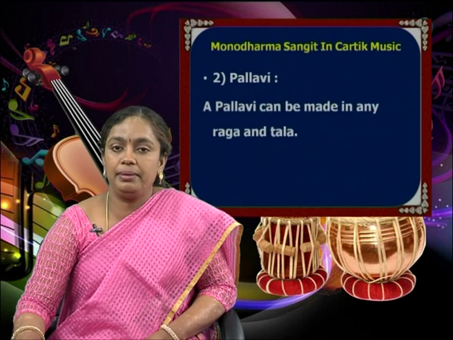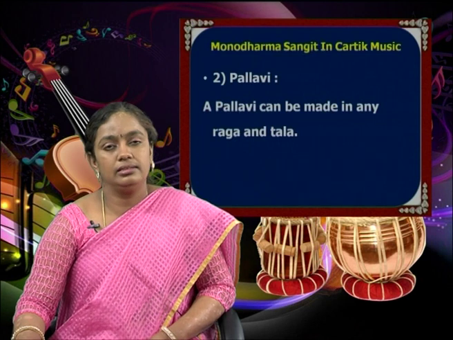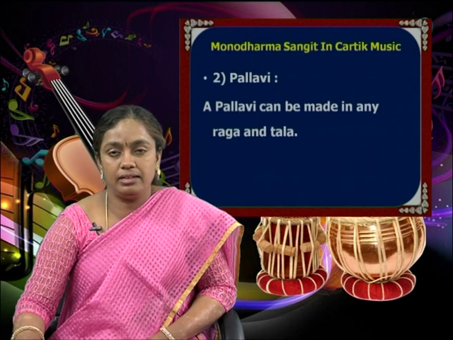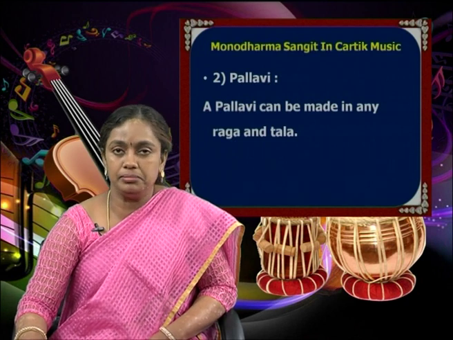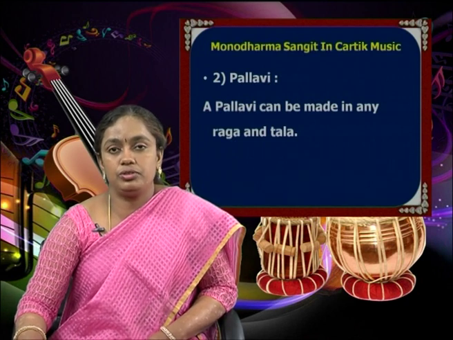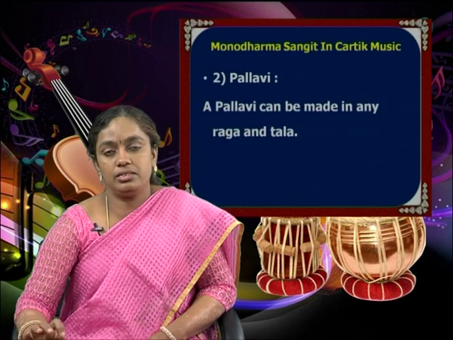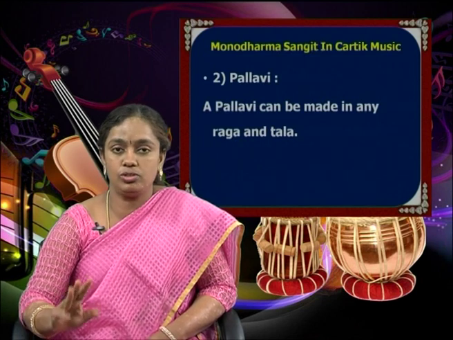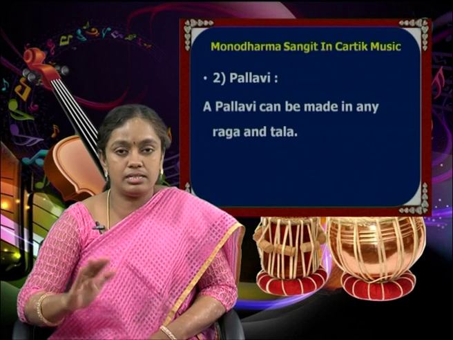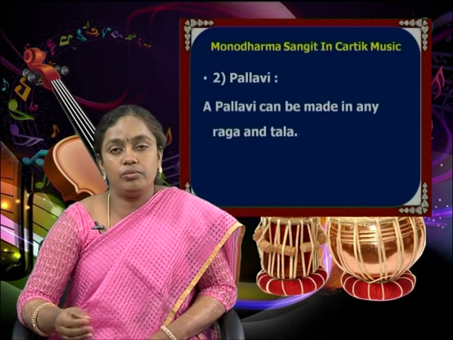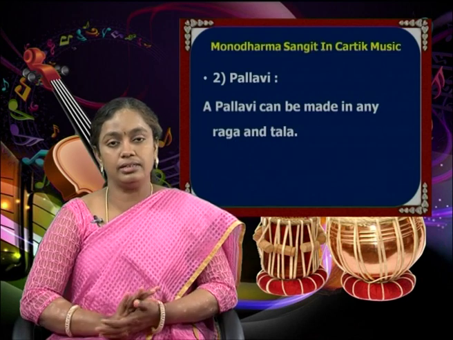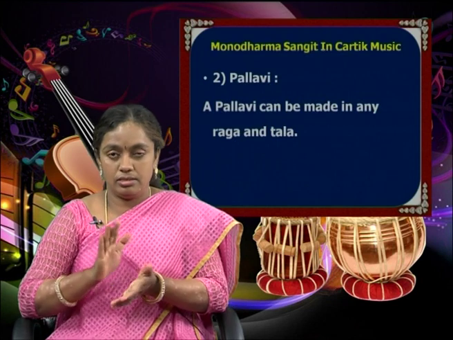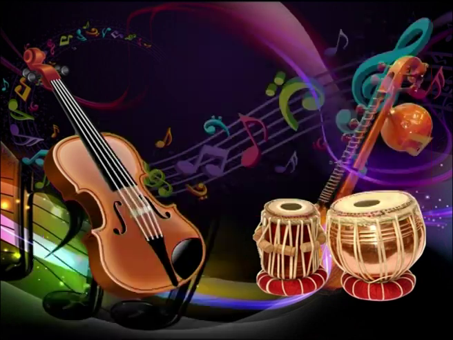A Pallavi can be made in any raga and tala. Actually, a Pallavi can be taken from lyrics of about one line, which can be suitable for an avartam. When you select a Pallavi, you have to be bound to some tala. For instance, if you take Adi tala, that is 1, 2, 3, 4, 5, 6, 7, 8. If you want to select lyrics for a Pallavi in Adi tala, you have to sing like the Varna method, that is, double beat for the tala: 1, 1, 2, 2, 3, 3.